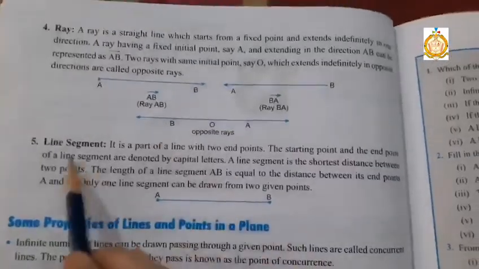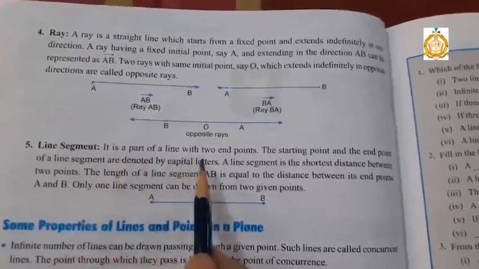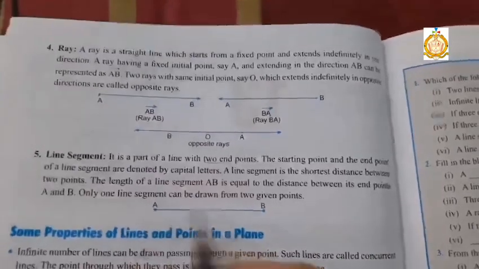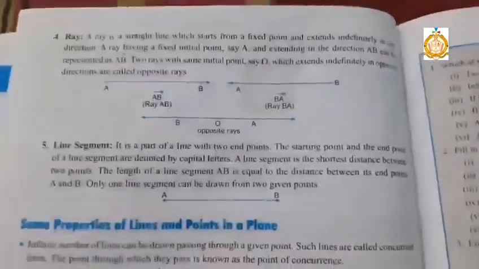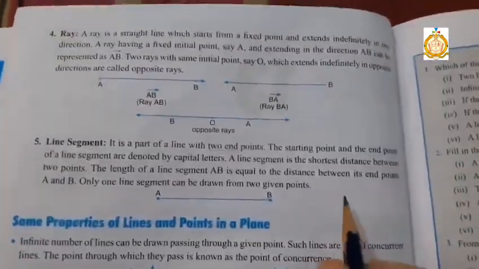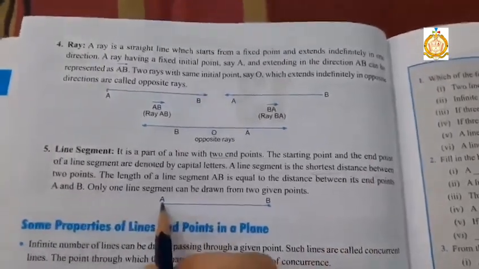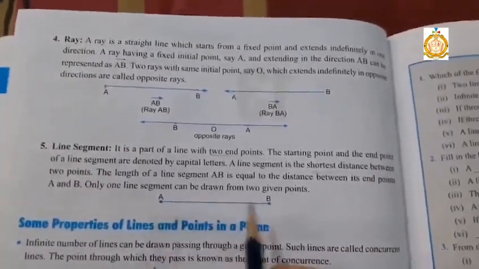Next one is line segment. It is a part of line with two endpoints. It has both endpoints. And a line segment is the shortest distance between 2 points. Here it is the distance between point A and B.